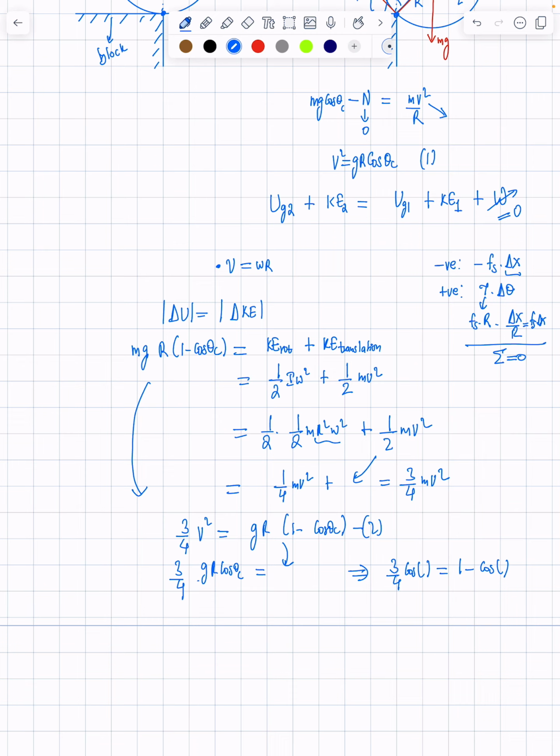Alright, so cos theta c is 4 over 7. Yeah, so the answer for part A is cos inverse 4 over 7.